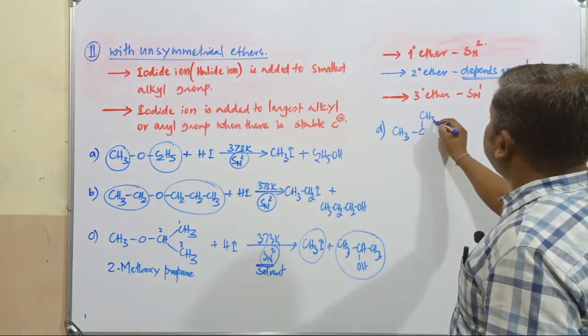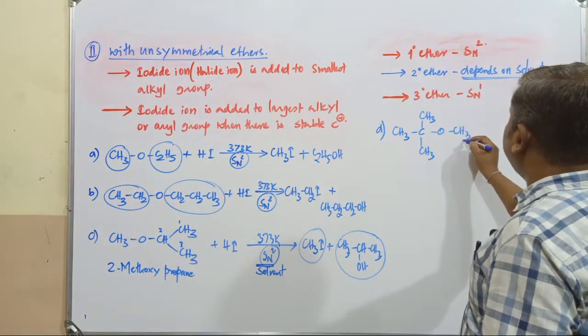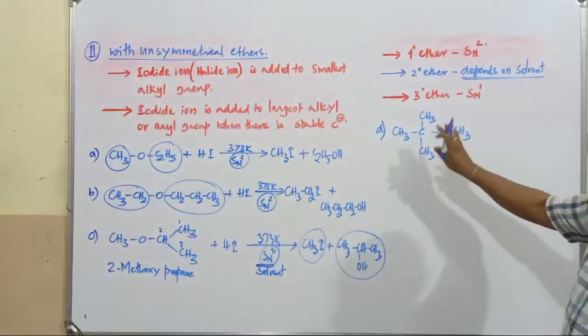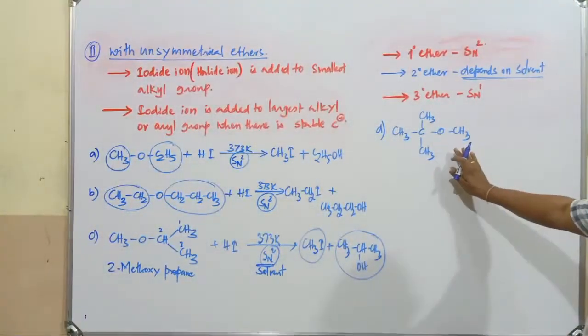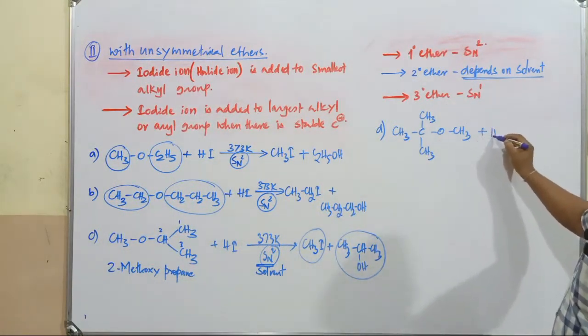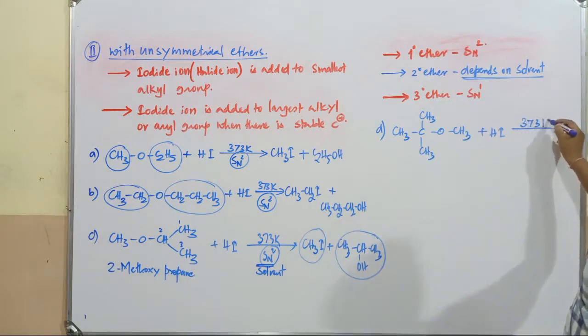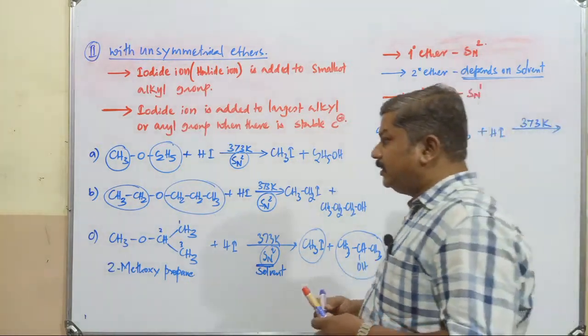Let us take one more compound: CH3, CH3, CH3, then O and CH3. What's the name of this one? 2-methoxy-2-methylpropane. It is a tertiary ether. What happens when this compound is treated with hydrogen iodide at 373 Kelvin? It is an unsymmetrical ether.